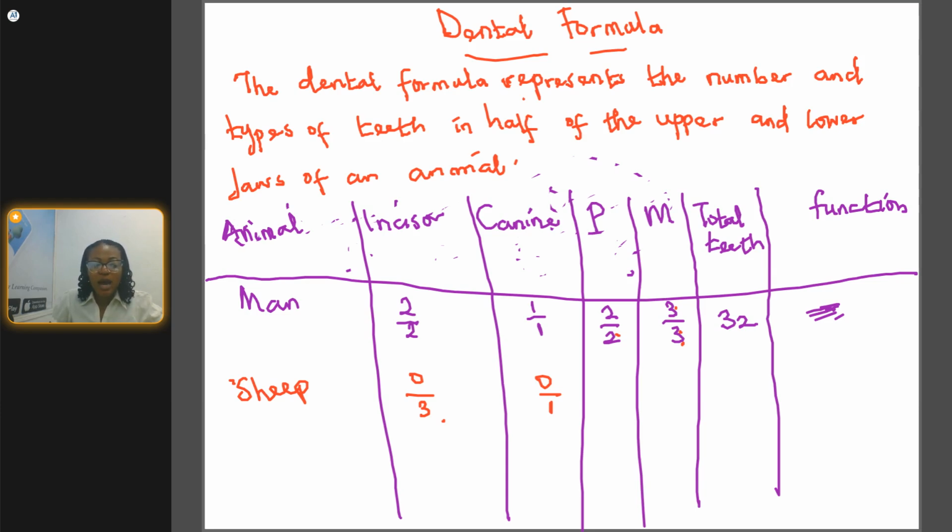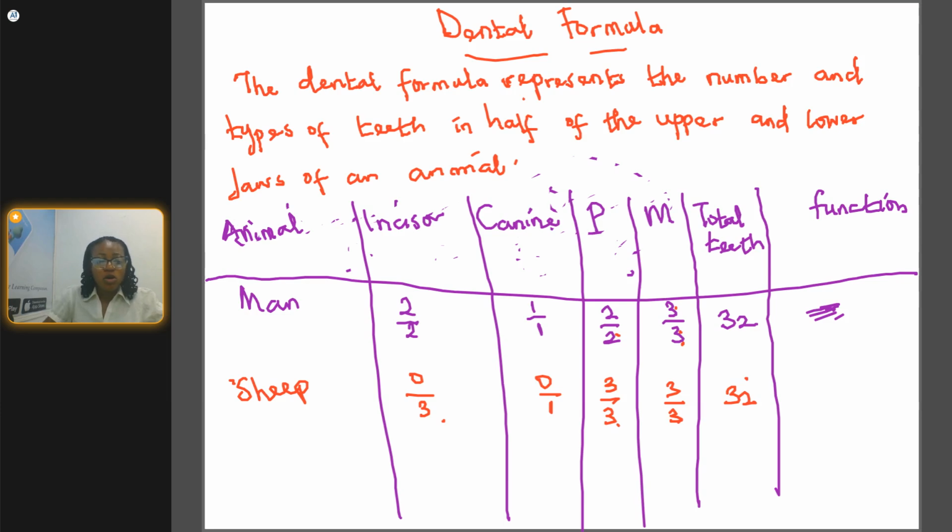And for premolar, we have 3 over 3, which means that there are 3 premolars at the upper jaw and there are 3 premolars at the lower jaw. And for the molar, we have 3 over 3 as well. So you have 3 molars at the upper jaw and you have 3 molars at the lower jaw. Everything sums up to 32. Okay, so the same method I used in arriving at this is the same method you will use to arrive at this, and you will get it and see that it is accurate.